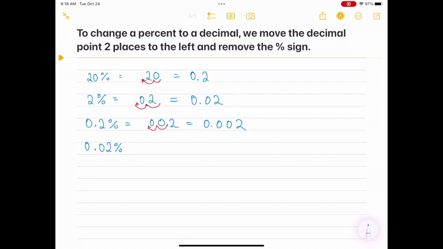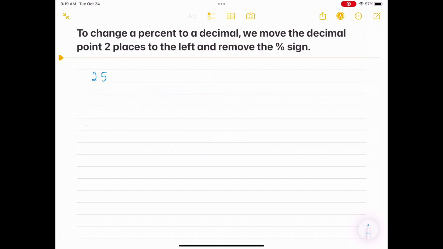To write 2 hundredths percent, or 0.02%, as a decimal, we write 0.02 and we move the decimal 2 places to the left to end up with 0.0002, or 2 ten-thousandths. To write 25% as a decimal, we start with the number 25. The decimal point is to the right of 5, and we move that decimal point 2 places to the left, giving us the decimal 0.25, or 25 hundredths.